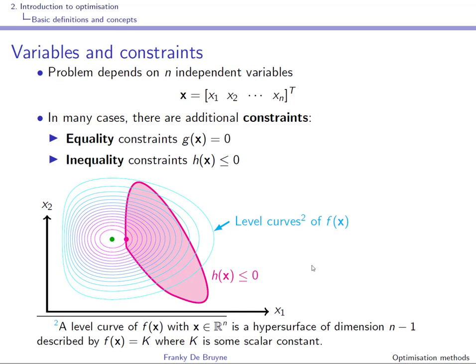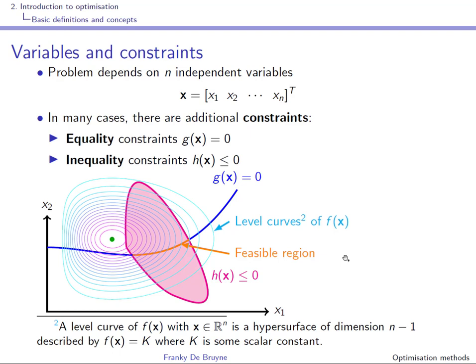In some cases you have both equality constraints of the type g of x is equal to 0 and inequality constraints of the type h of x smaller or equal to 0. In this case, for instance, we have one equality constraint and one inequality constraint. This yields a new feasible region.